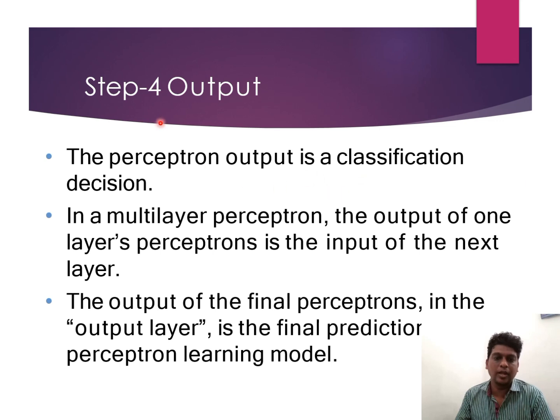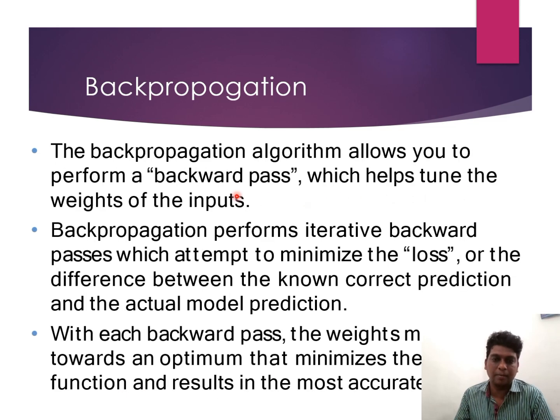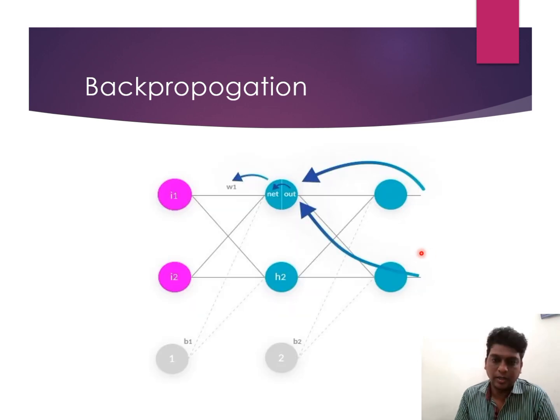So the output of the one layer perceptron is input to the next layer transformation. So always we are working with various multi-layer perceptrons, and moreover the neural networks are essentially the same thing. There are what we call backpropagation, hyperparameters and more advanced structures. During that backward pass only we are going to tune the weights of all the inputs.